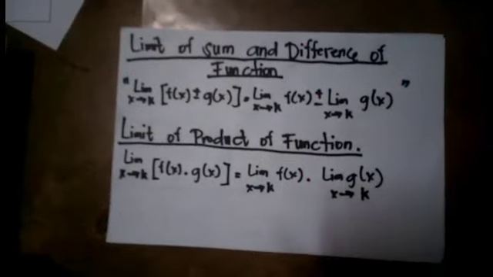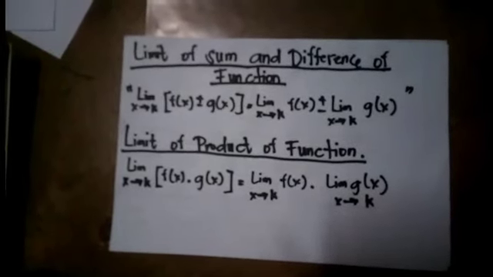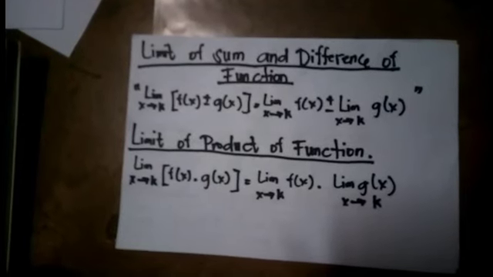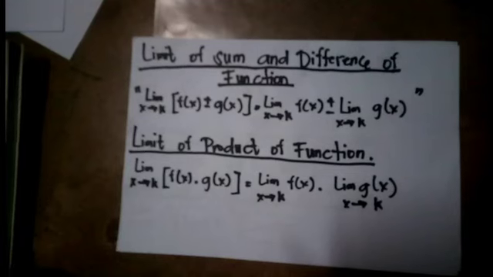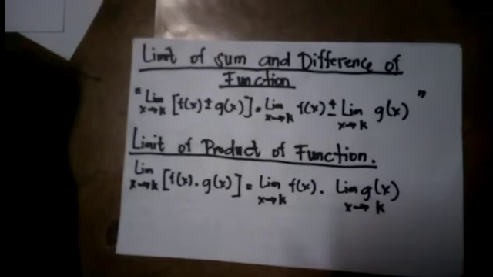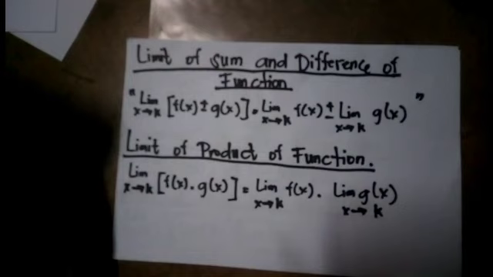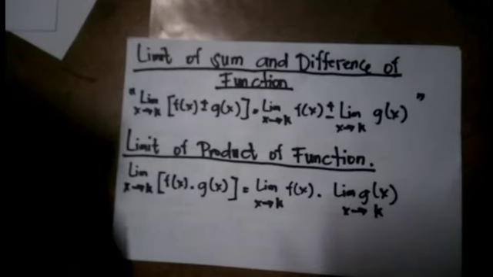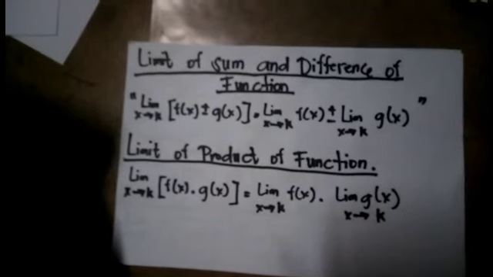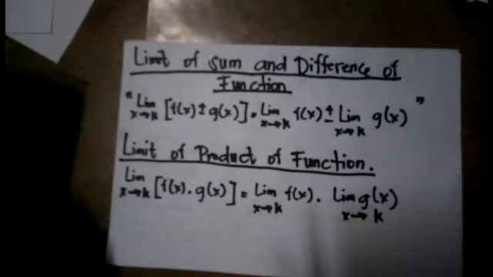Fourth, limit of sum and difference of function. Limit of f of x as x approaches k plus or minus limit of g of x as x approaches k. In sum and difference of function, there are two steps. First, express the limit as a sum or difference of functions depending on the number of terms. Second, apply the previously discussed limit theorems in finding the limit of each term, then simplify.